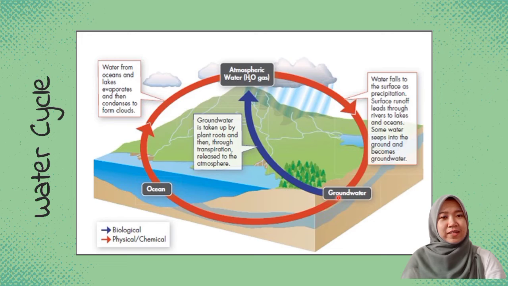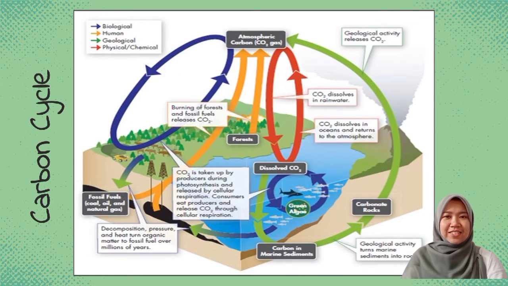This is the water cycle diagram. It shows that groundwater here is taken by the plant roots and, through transpiration, released into the atmosphere. Then here, the water from the ocean or lakes is evaporated and condensed to form clouds. Then, from the clouds, water will fall as precipitation. The surface runoff leads through rivers into the lakes and oceans, and some of it will seep into the ground and become groundwater.